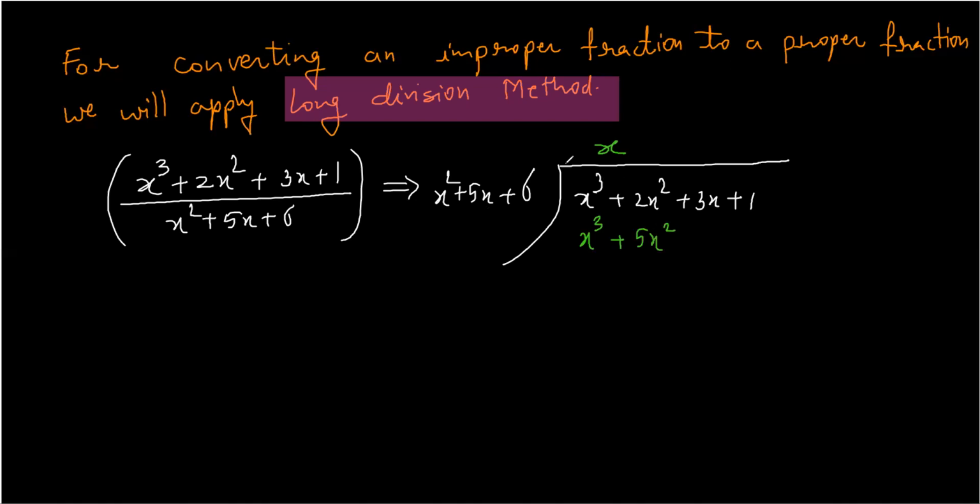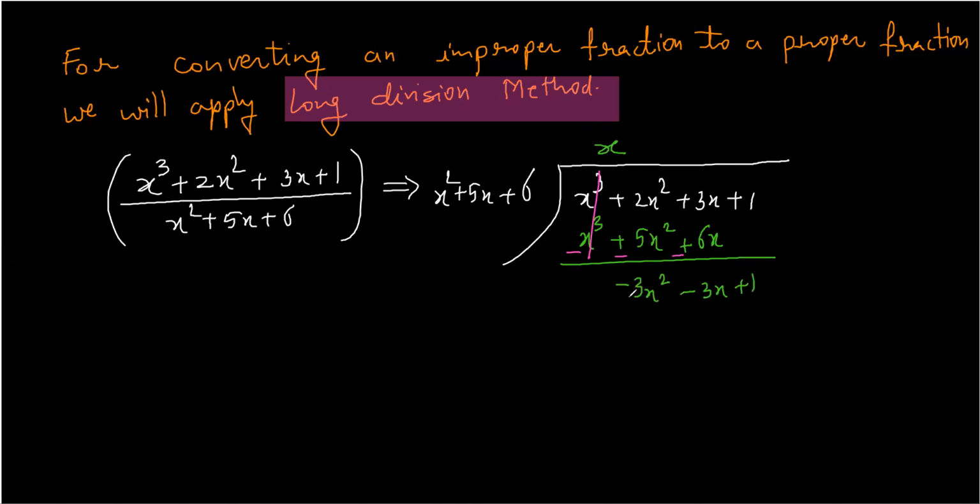I get here x cube plus 5x squared plus 6x. And then what is the next step? We subtract. So when I subtract, minus, minus, and minus, see this is gone. Here I get minus 2x squared. I get here minus 3x squared minus 3x plus 1.